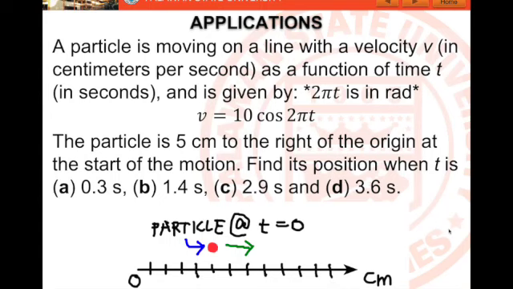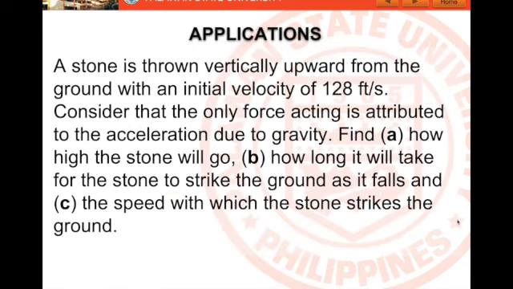Okay, now let's take another problem regarding rectilinear motion, but this time, the previous one was horizontal motion. Now let's go to a vertical one. Alright, so here a stone, so our particle now is a stone, and it is thrown vertically upward.